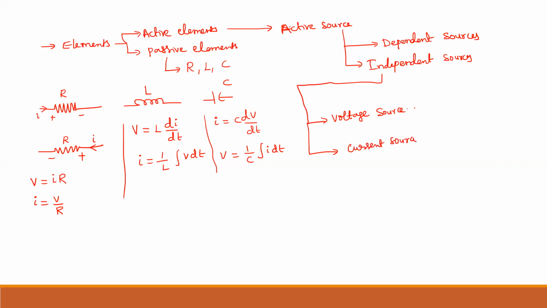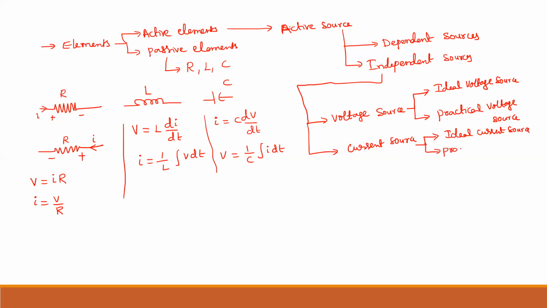Again, the voltage source is classified into two types: ideal voltage source and practical voltage source. In the case of current source, in the same way, we have ideal current source and practical current source. Now, how will we represent the ideal voltage source or ideal current source?